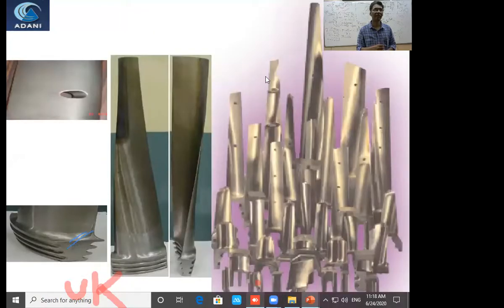So these are different sizes of blades, from small to larger. On the left side, you can see the roots of the blades. Next.